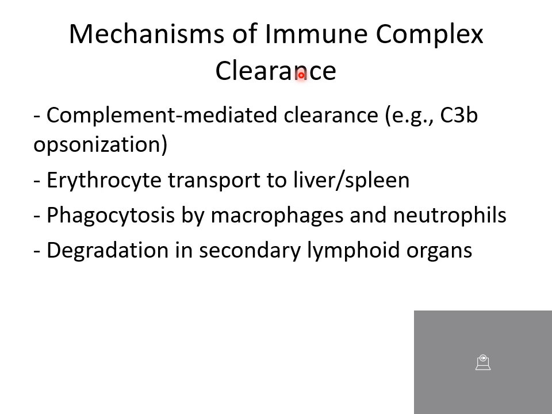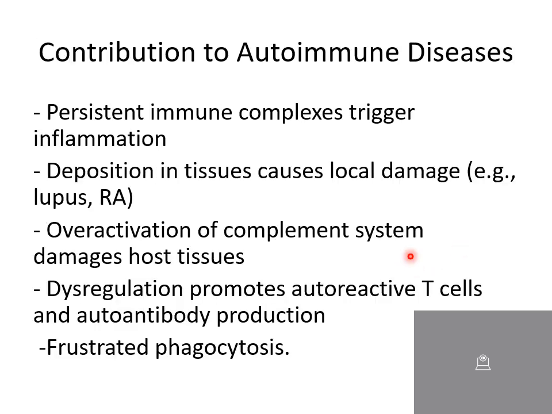And it can be done with the help of erythrocyte transport to the liver or spleen. Erythrocytes, we know, are the red blood cells. Phagocytosis by macrophages and neutrophils, which are immune cells, can also help in clearing the immune complex. Phagocytosis is the engulfing and killing of foreign substances, and immune complexes can also be degraded in secondary lymphoid organs, which include the lymph nodes and spleen.